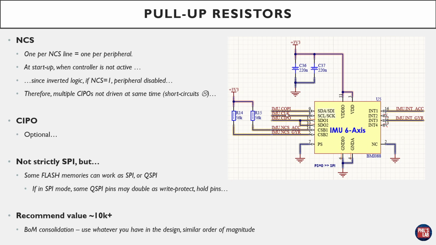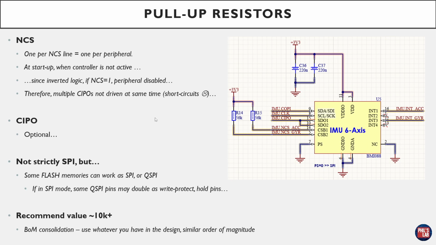This can also happen, of course, with a single peripheral and a controller which isn't initialized yet, and we might get some sort of bus contention, 2 outputs trying to drive each other and so on. We can prevent that by pulling the chip select lines high with a high value resistor to prevent these lines from floating at startup or when they're not being actively driven. Remember, the chip select line is inverted logic, so if chip select is pulled high, the peripheral is disabled and we can't get any bus contention, which of course could lead to short circuits and so on. So I'd strongly suggest adding those in.